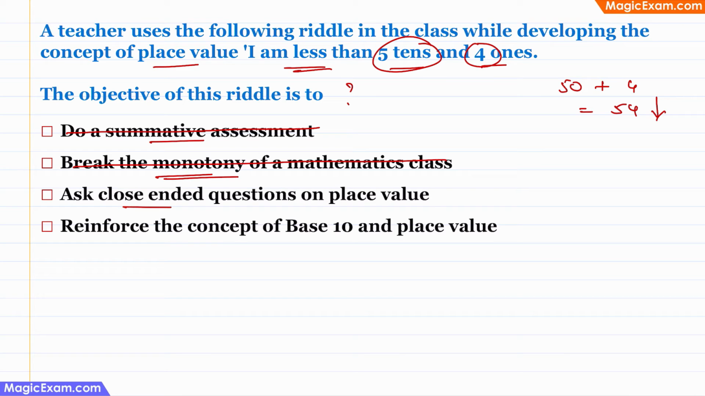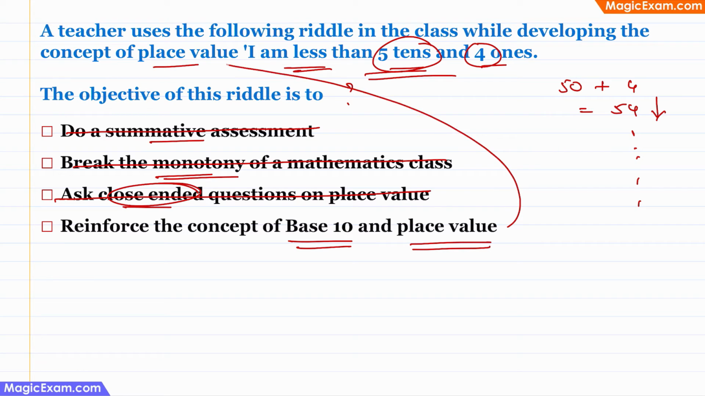Ask close-ended questions on place value. Now this is not a close-ended question, because if you are saying that it can be any number less than 54, it can be 53, 52, 51, so it can be any number. Therefore, this is not a close-ended question. Therefore, eliminate. Which leaves us with one option. Reinforce the concept of base 10 and place value. So it's already given that she is trying to develop the concept of place value, right? So the answer is already given in the question. Therefore, option 4 is the correct answer.